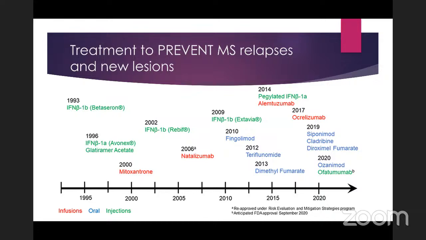So if somebody's functioning well with the lesions that they have on these medications, they can expect, as long as they stay on the medication, there's a good chance. There's a good chance. Some people still go on to develop the progressive form. We're still figuring that out.